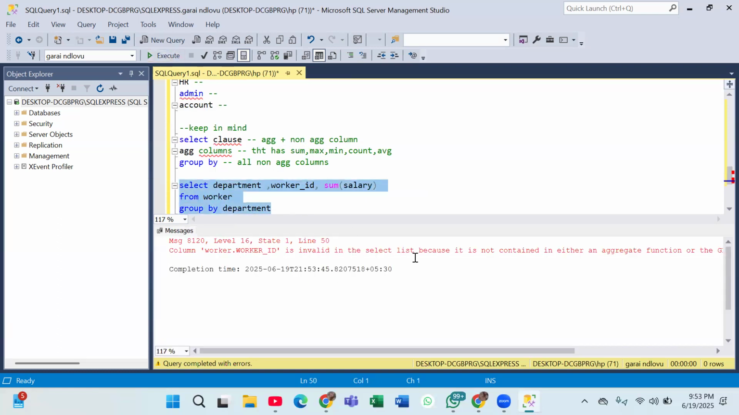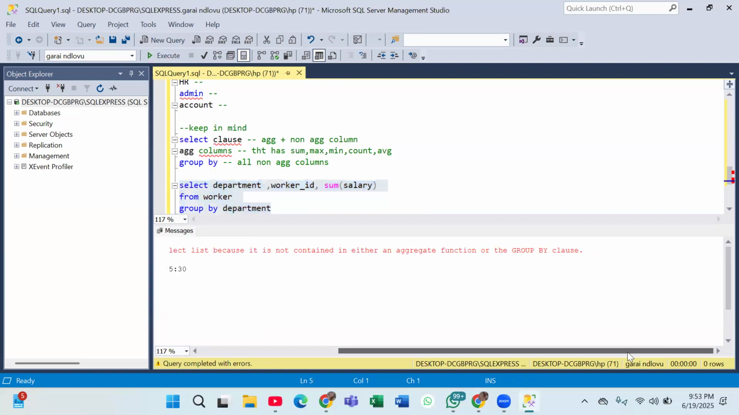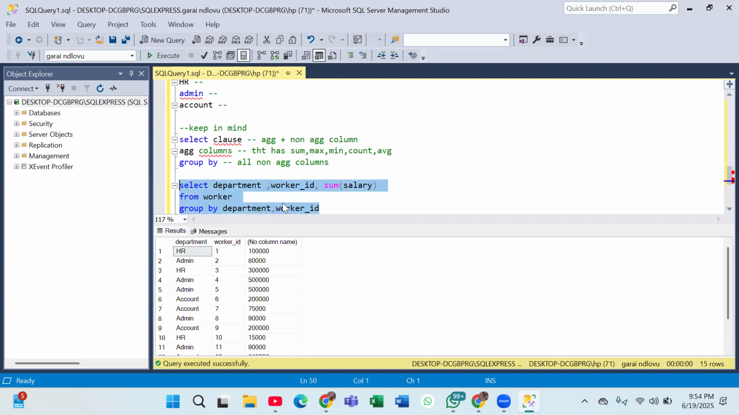That worker ID is invalid in select clause because it does not contain either an aggregate function or a group by clause. Is this clear? So you have to mention all your non-aggregate columns. So only use those columns in select clause which are mostly needed. Is this clear? Did you get this? Did you get what I was telling you before?